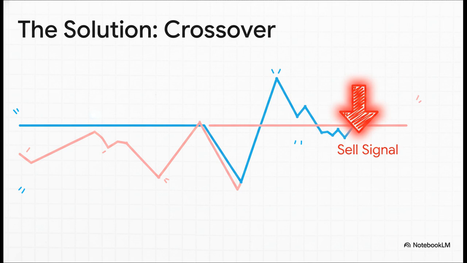The solution? It's called the crossover, and it's actually pretty simple. We just add a second, slower EMA, like a 100-day, to act as our filter. Now, a buy signal only happens when our fast 50-day line crosses above the slow 100-day line, and a sell signal only happens when the 50 crosses below the 100. This two-step check helps make sure there's real momentum before you pull the trigger.